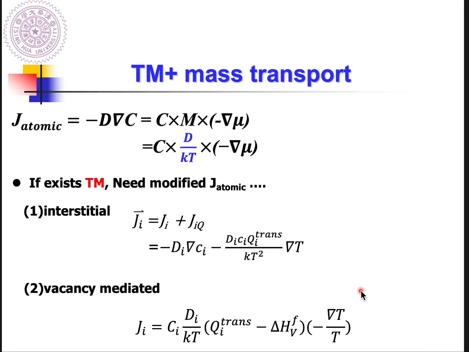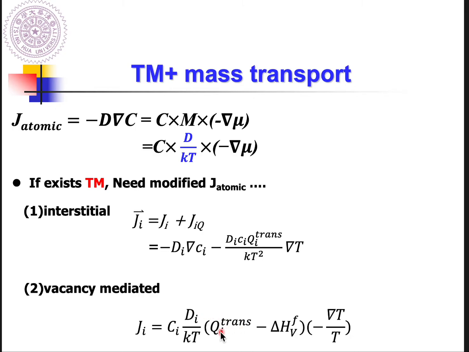So we already finished the thermal migration induced mass transport, and we divided it into two categories. The first one is we dope interstitial atoms in the material, then you apply a thermal gradient or temperature gradient on it. Then we find the atomic flux of this interstitial atom is due to the concentration gradient and also the thermal driving force. And the second case is what we call vacancy mediated materials.